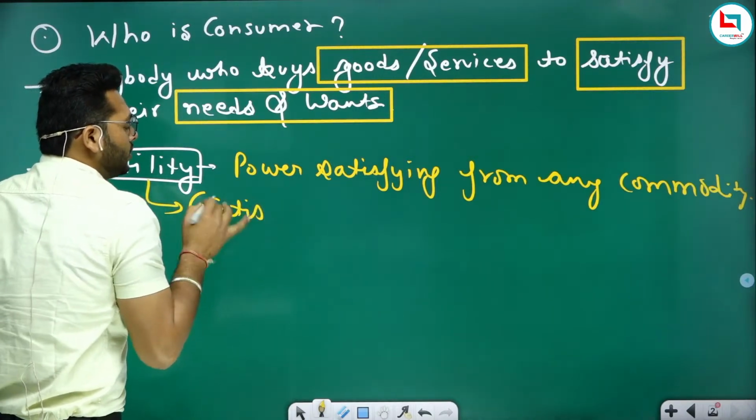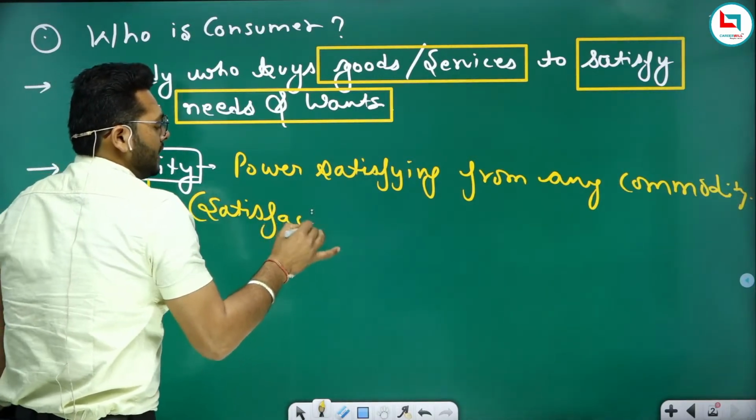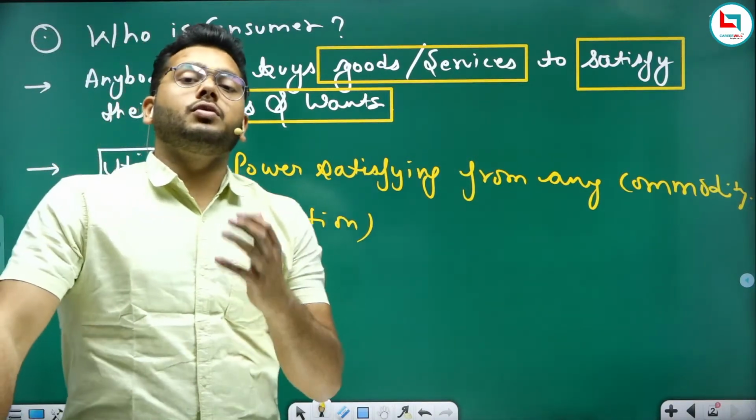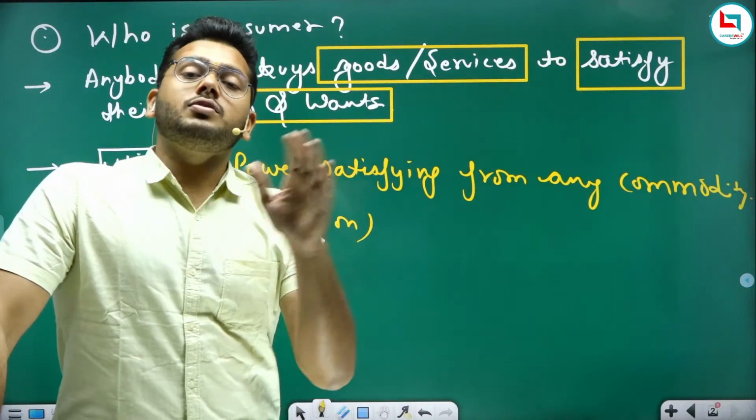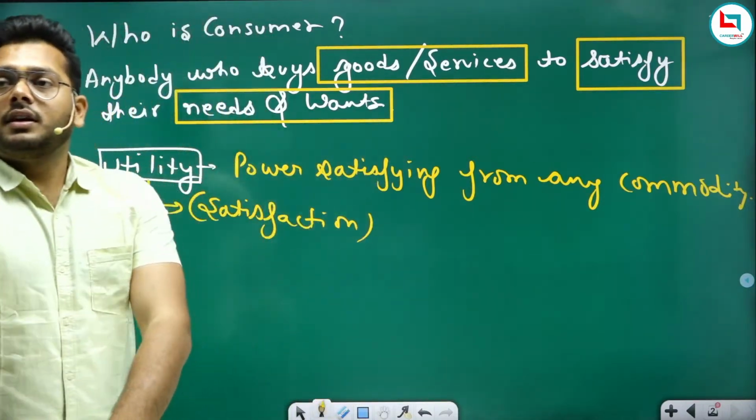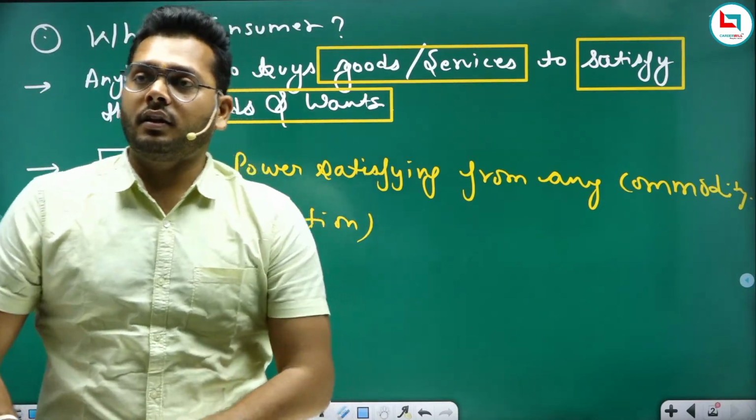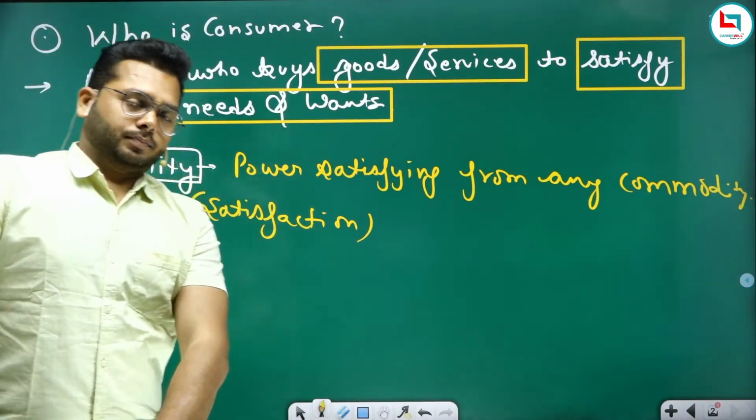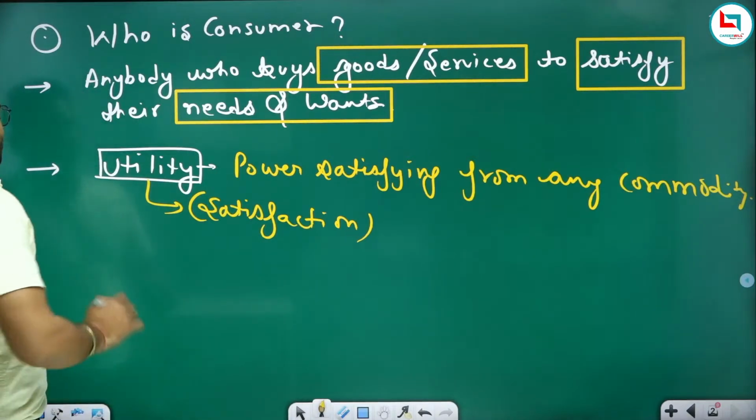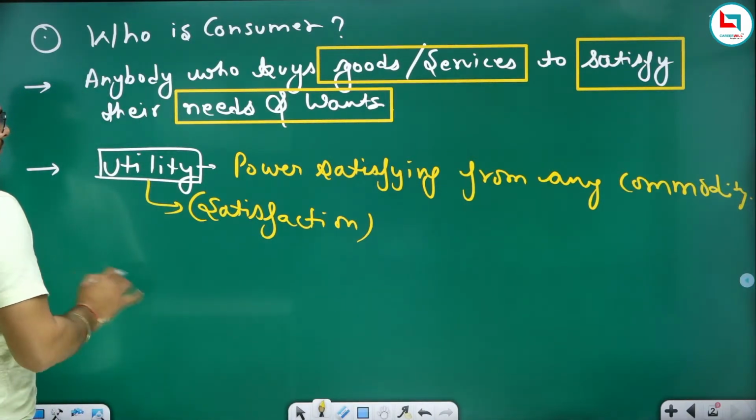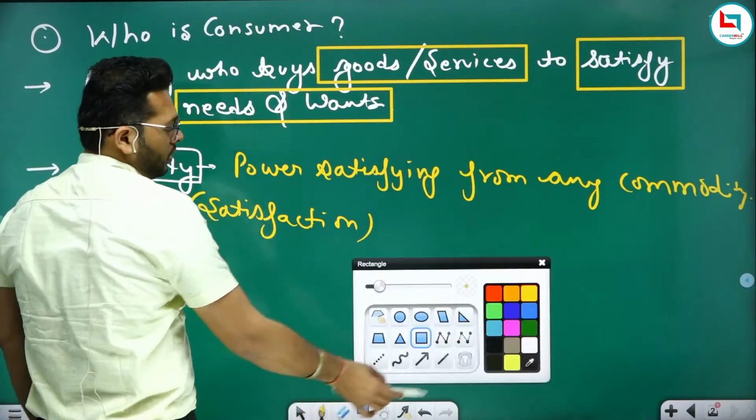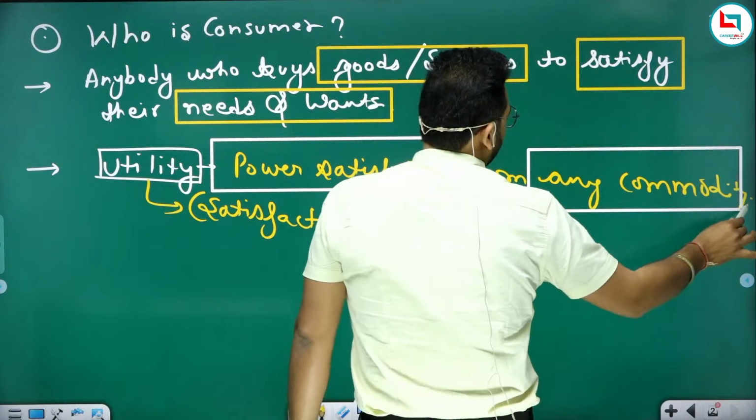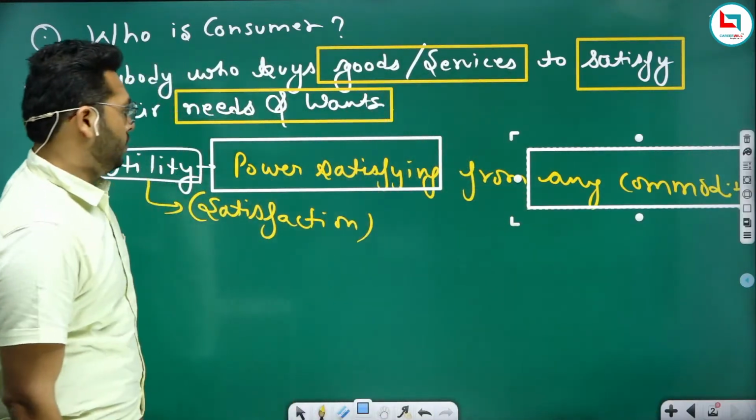You can say utility means satisfaction. In general terms we use satisfaction, but in economic terms we use utility. Am I clear to everyone? Just let me confirm if I am clear to you all. So you need to mark: power of satisfying from any commodity. This is what? Utility.